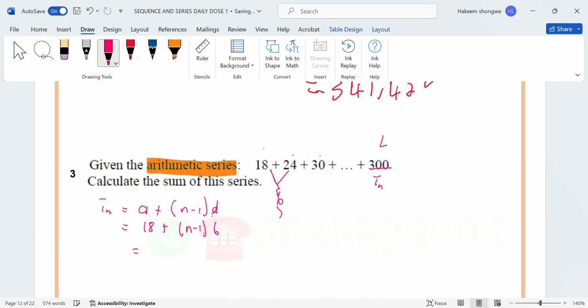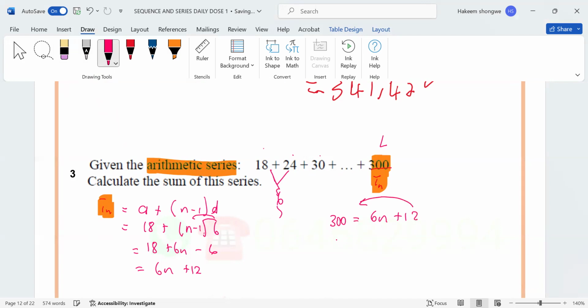And then after that, we multiply. This one multiplied by this one, this one multiplied by this one. It says we have 18 plus 6n minus 6, which is going to be equal to 6n plus 12. But remember, this is equal to Tn again. And then this one is also equal to Tn. Meaning which we can then say, but now 300 is going to be equal to 6n plus 12.